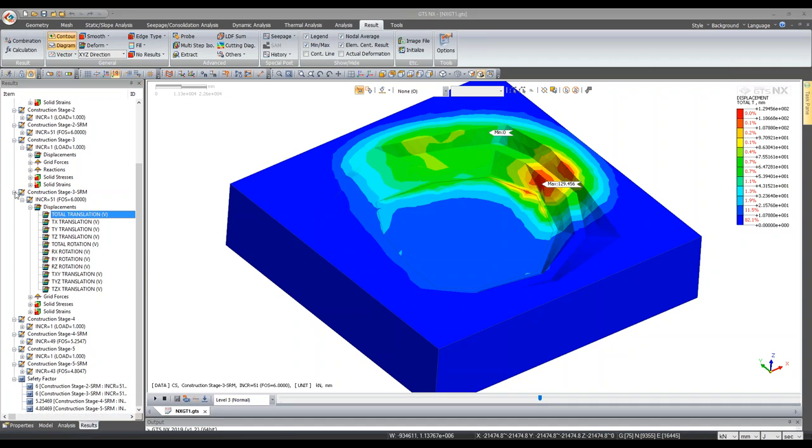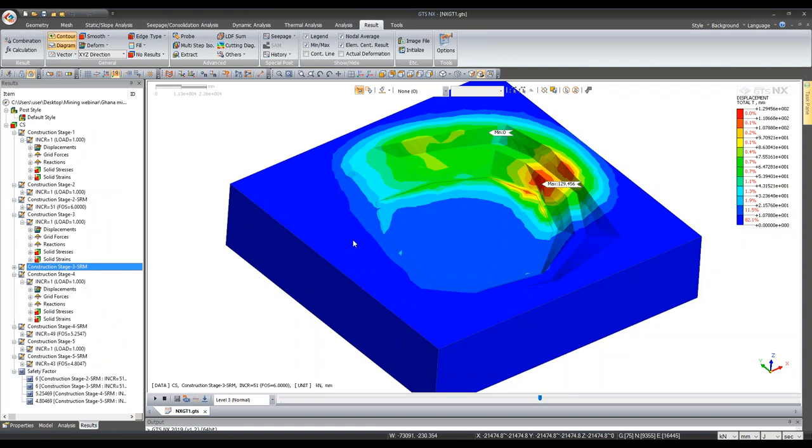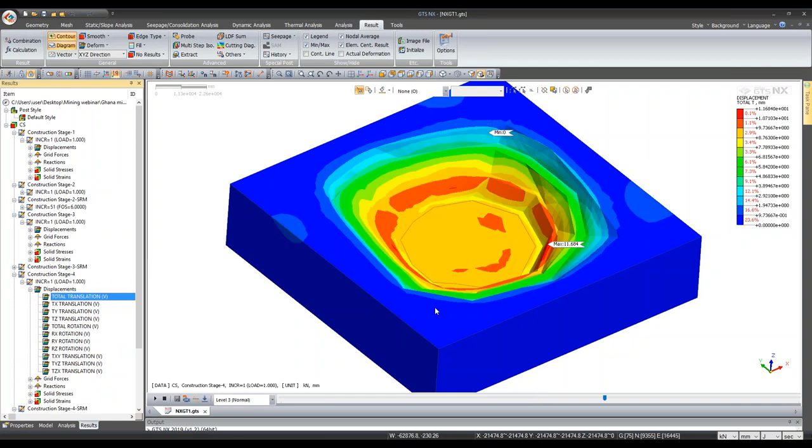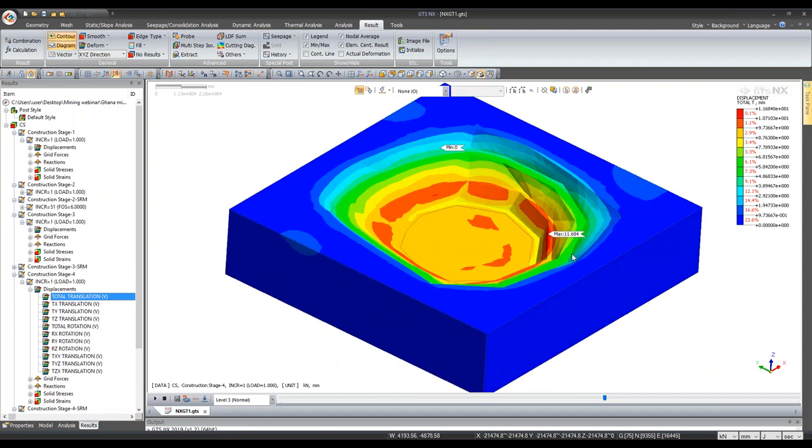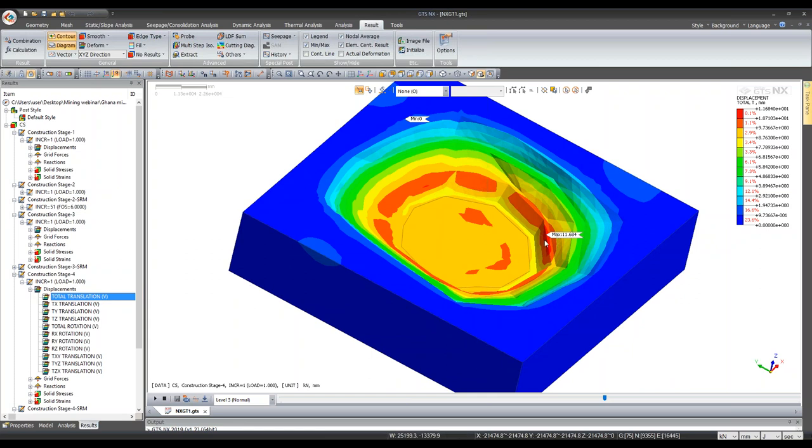And now in the next stage, I have excavated even further, and I have found the total translation of around 11 mm. This is a stress analysis. I'm differentiating between the stress analysis and a slope analysis because I have run a stress analysis and slope stability analysis in the same model for each and every excavation. So that's why I'm showing you a stress analysis along with the slope results as well. So this is my stress analysis results. I got 11 mm, that is fine.